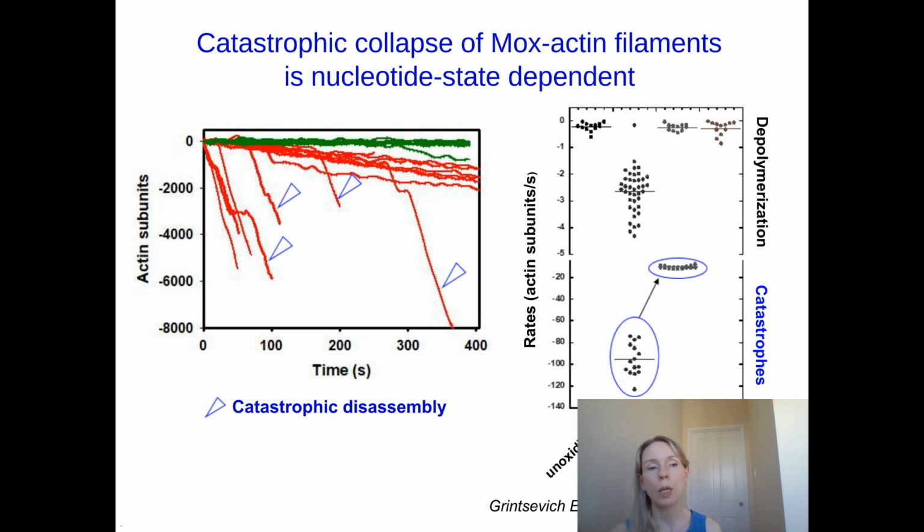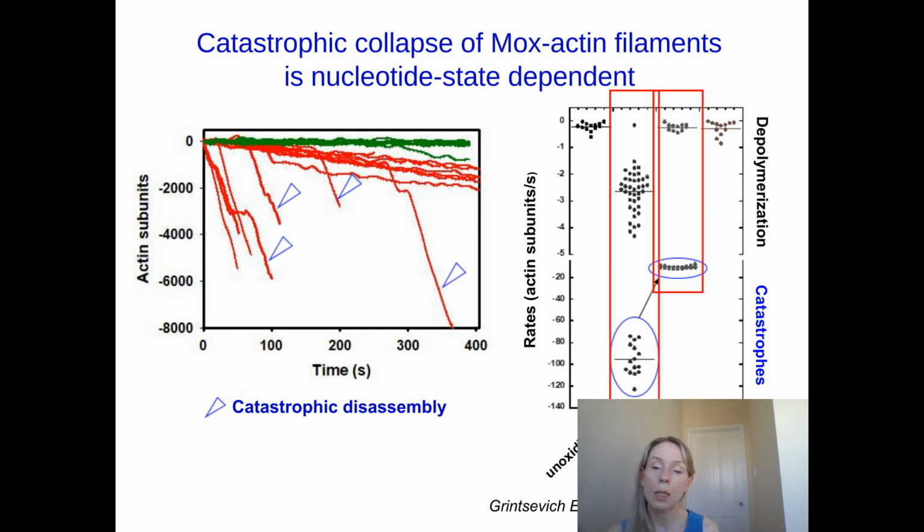However, what we found, and what was very interesting to us, is that we can artificially manipulate this disassembly rate if we mimic the ADP-Pi-rich state of the filaments, which we would call young or freshly formed filaments. If you look at this graph on the right, you can see that if we add inorganic phosphate to this Mical-oxidized actin, it depolymerizes much, much slower, and those catastrophic events disappear.